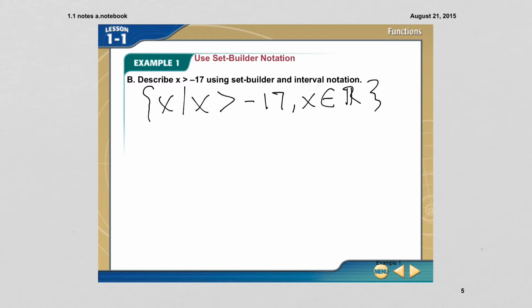Now, if we were to write this in interval notation, we would start at negative 17 and go to positive infinity. There would be a parenthesis with positive infinity because infinity never ends. And since it's not equal to negative 17, we have a parenthesis at the other side. So now we have set builder notation and interval notation for x greater than negative 17.